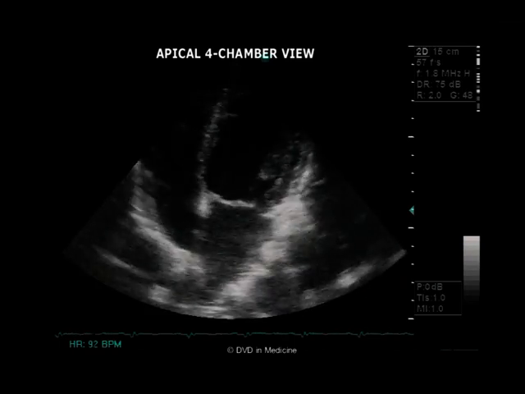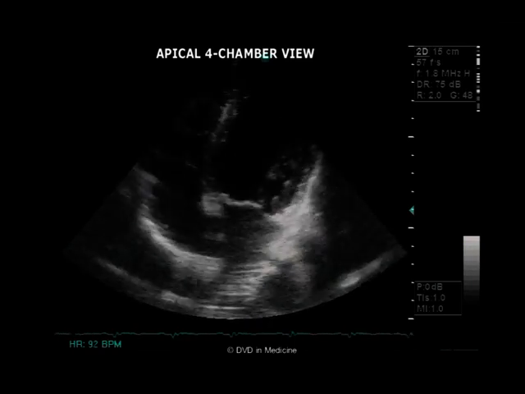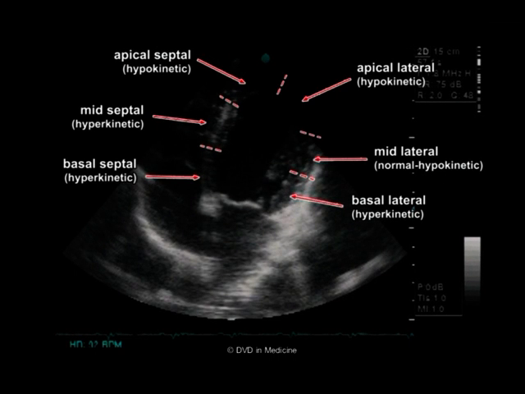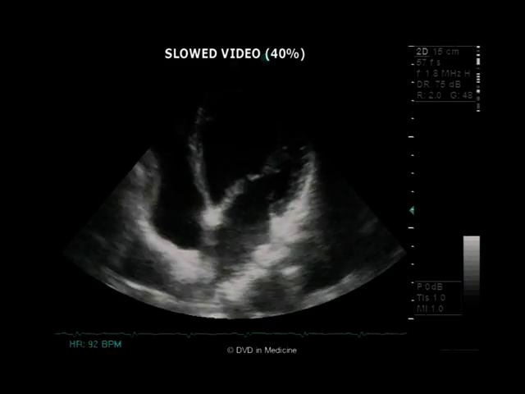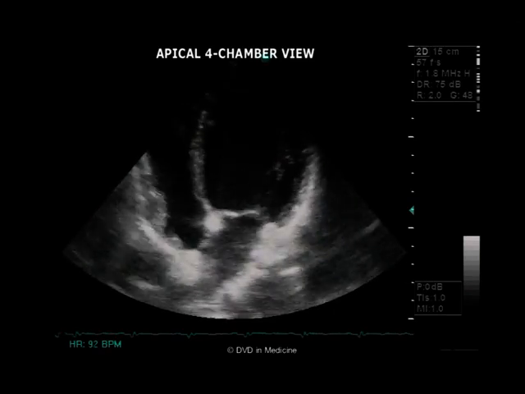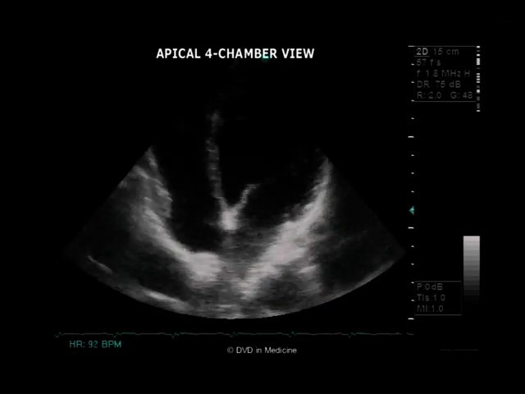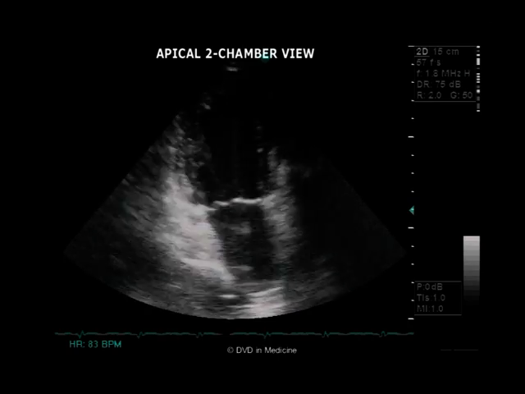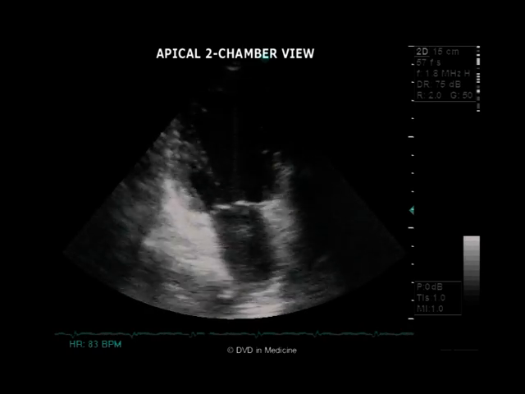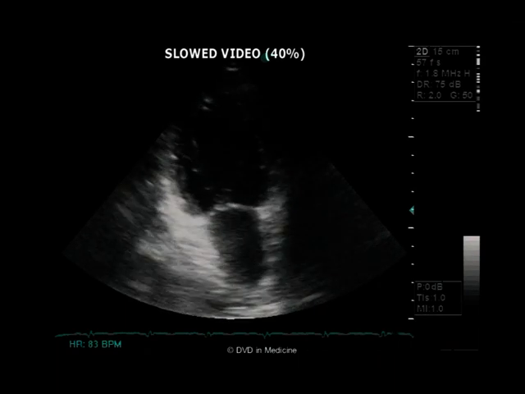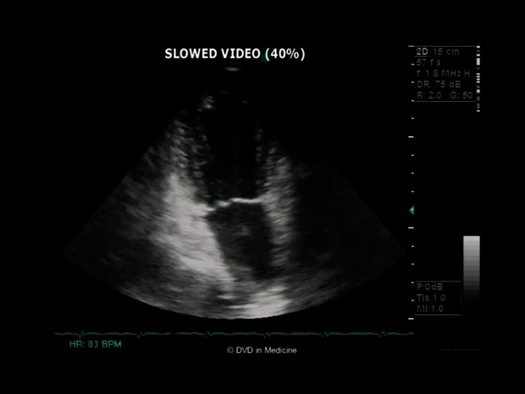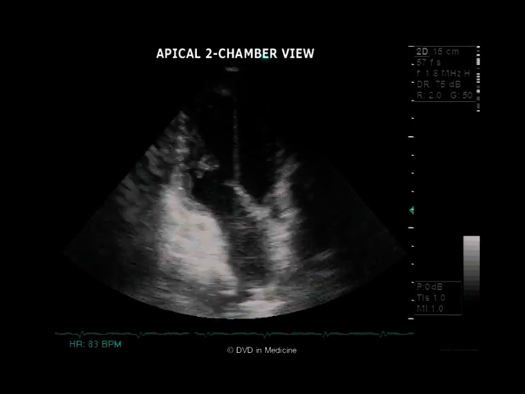The apical four-chamber view. The wall motion abnormalities are shown in the picture. Slowed video. The left ventricular contractility in real time. The apical two-chamber view. The wall motion abnormalities are shown in the picture. Slowed video. The left ventricular contractility in real time.